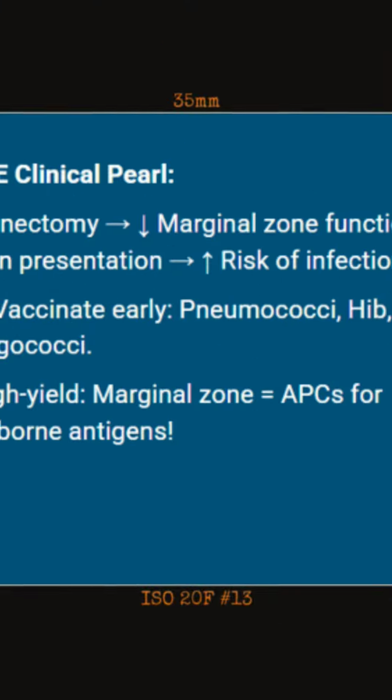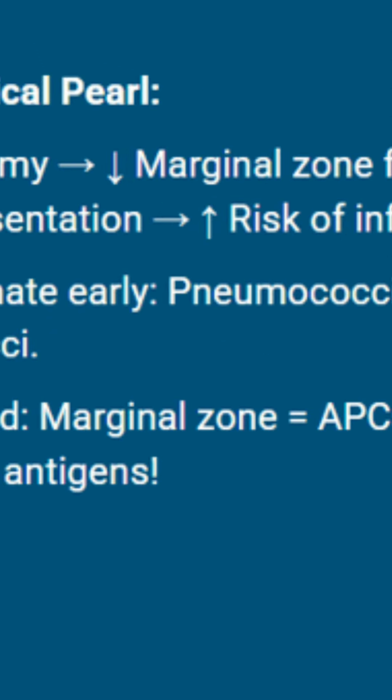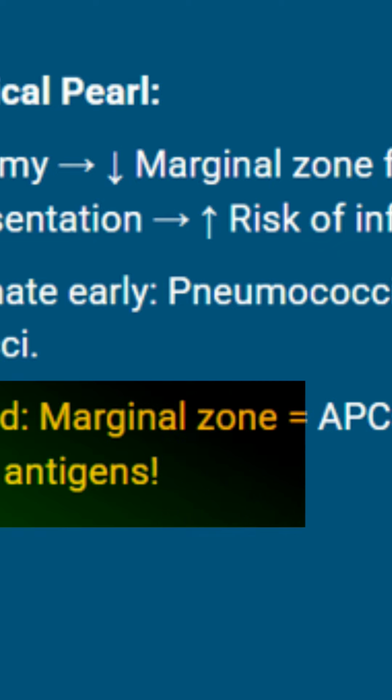Why does this matter? If you remove the spleen, you lose that marginal zone function, meaning antigen presentation drops and the risk of infection spikes, especially from the encapsulated bugs. So again, vaccinate early: pneumococci, Haemophilus influenzae, and meningococci, and tattoo this in your memory. Marginal zone equals antigen presenting cells for blood-borne pathogens. It is high yield, hence high score.